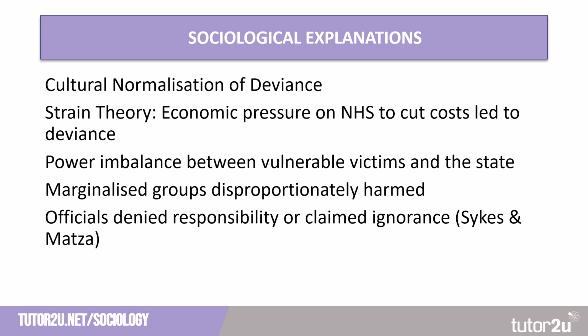And finally, techniques of neutralisation. Officials involved in the scandal often justified their actions using neutralisation techniques, such as denying responsibility or claiming that they lacked knowledge of the risks. This aligns with techniques identified by Sykes and Matza, which individuals or institutions use to rationalise deviance.